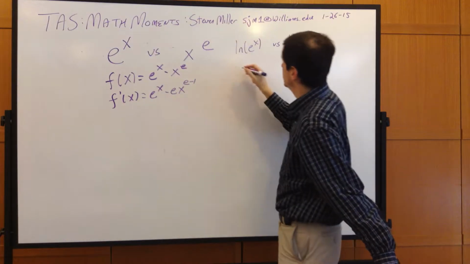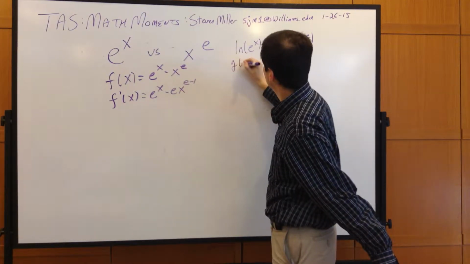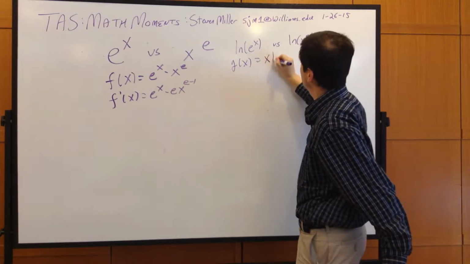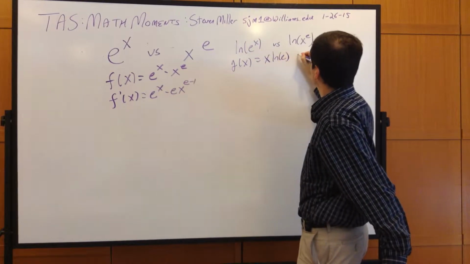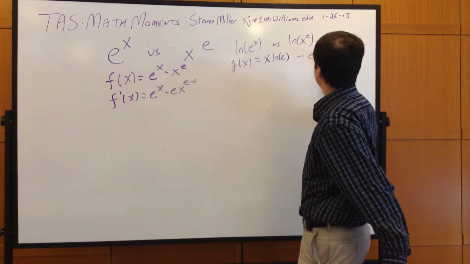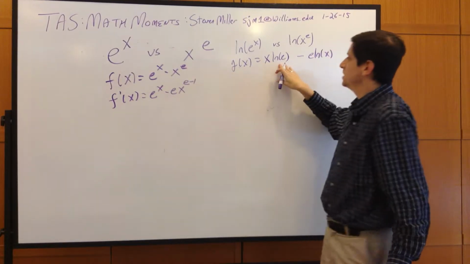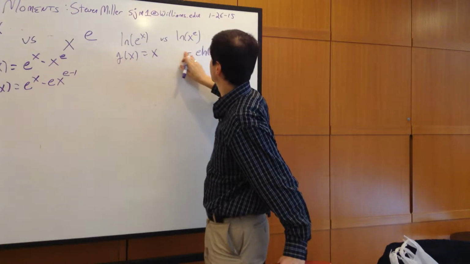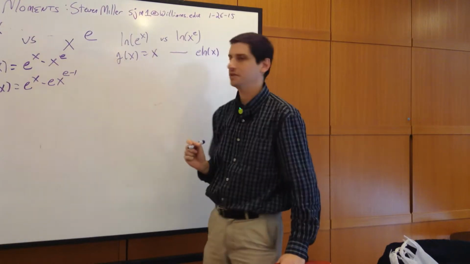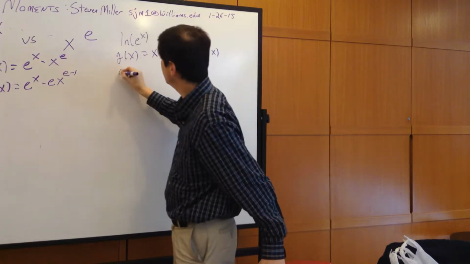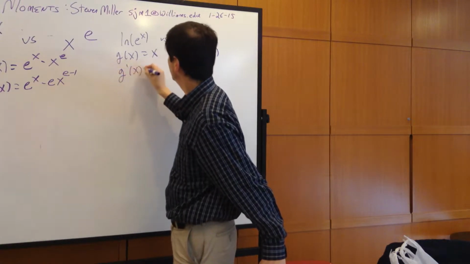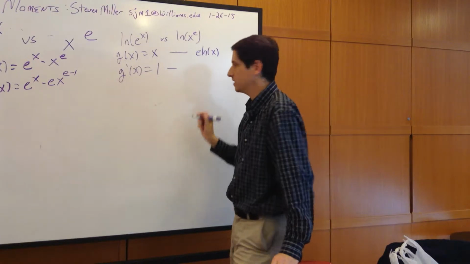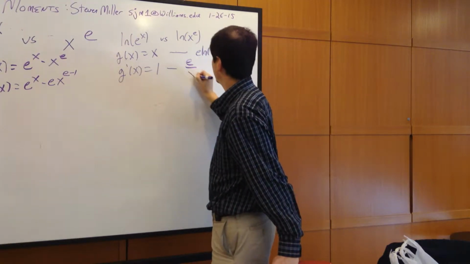And the advantage of this is now I can take my function g of x, which is the natural log of e to the x, which is x times the natural log of e, minus e natural log of x. And what's the natural log of e? 1. So I can even erase this. Let's draw a really big minus sign. All right. Now g prime of x is 1 minus the derivative of natural log, which is 1 over x, so minus e over x.